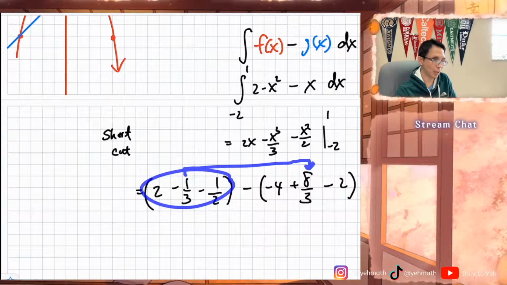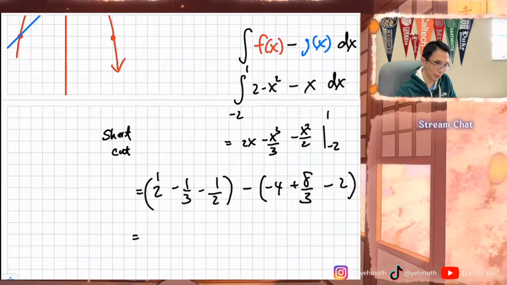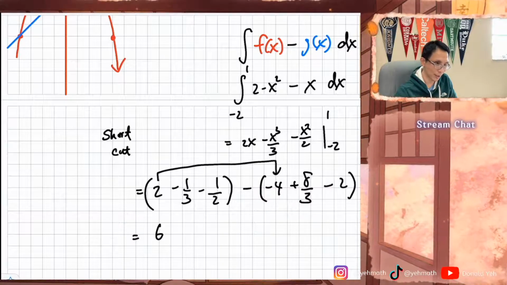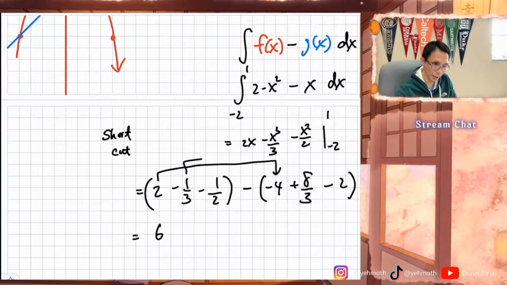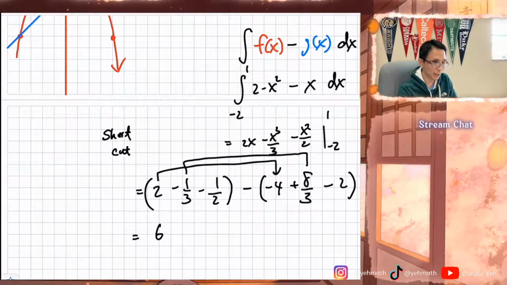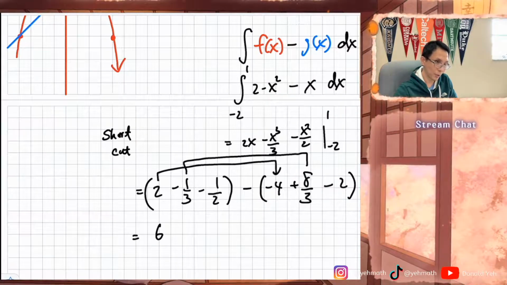Then you're going to have to do a lot of arithmetic. I don't really want to do that. I'll just keep this. I take this 2 and subtract negative 4, so that's going to give me 6. Does that make sense? And I'm going to go to the next one here. What is negative 1 over 3 minus 8 over 3?